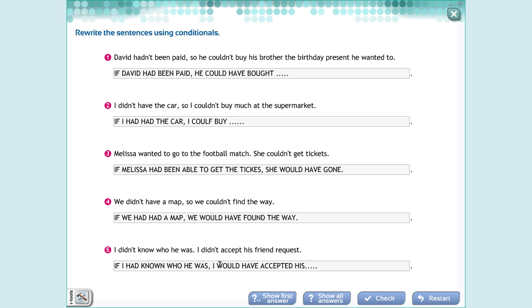Okay? Guys, what I want to remind you, if you want to omit the if, you can put had. Had I known who he was, if we had a map, had we had a map, I want to eliminate if, so I put the had before. Had Melissa been able? Had I had the car? If David had been paid, had David been paid? Remember that you can omit the if, but you should put the auxiliary had before the person. Okay?